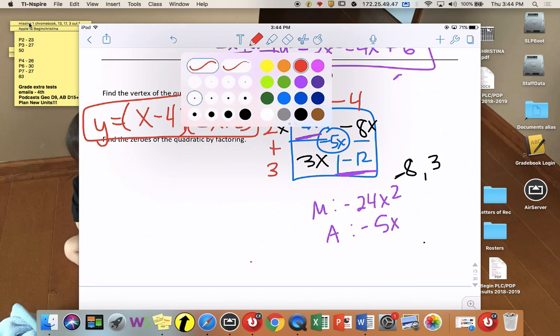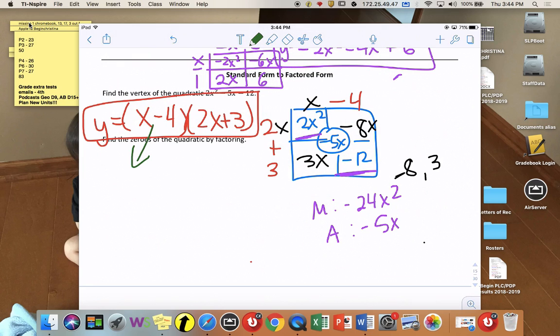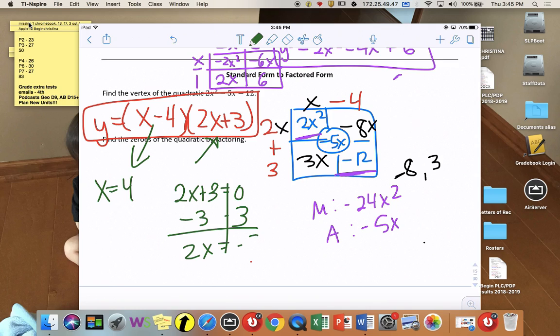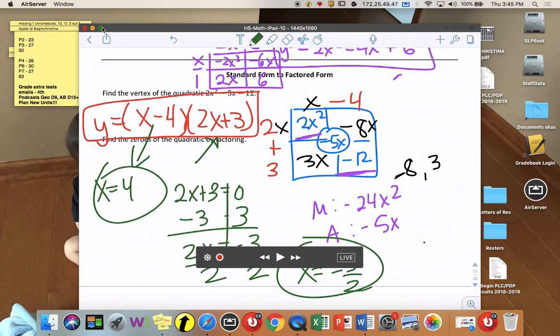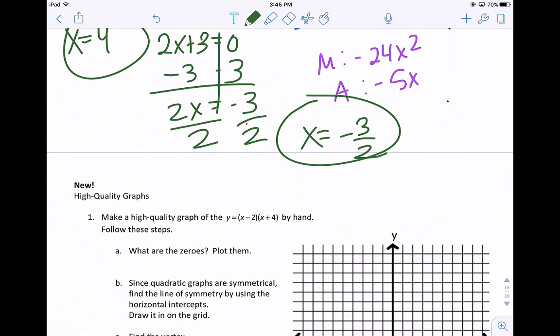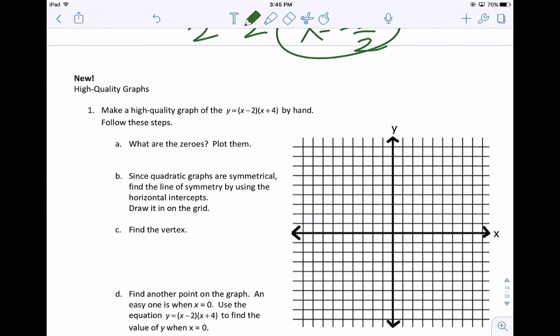Let's find the zeros. So this 0 would be x equals 4. This 0, 2x plus 3 equals 0. Solve it. Subtract 3 from each side. 2x equals negative 3. Divide by 2. So x equals negative 3 halves, or 1.5. Those are the zeros. Oops, I forgot this is not maximized. Okay. So here's the new part. Can you draw a high-quality graph of this by hand?